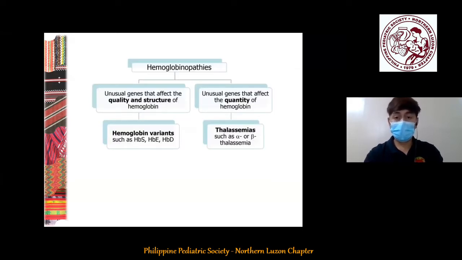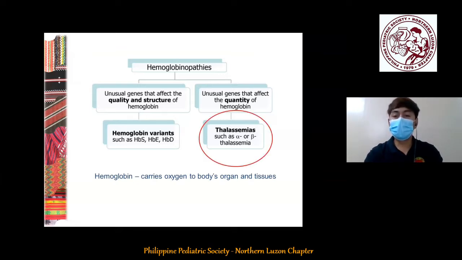Okay, I will start with hemoglobinopathies, which is the group of blood disorders and diseases, further categorized into two: the hemoglobin variants and the thalassemias. If we say hemoglobin variants, these are the unusual genes that affect the quality and structure of hemoglobin. And for thalassemias, these are the unusual genes that affect the quantity of hemoglobin. Hemoglobin carries oxygen to the body's organs and tissues. Okay, we will concentrate on thalassemias.